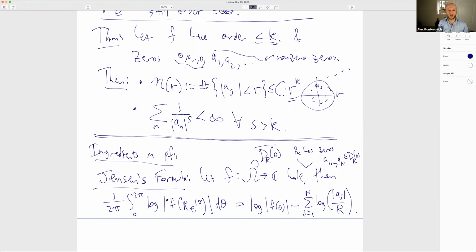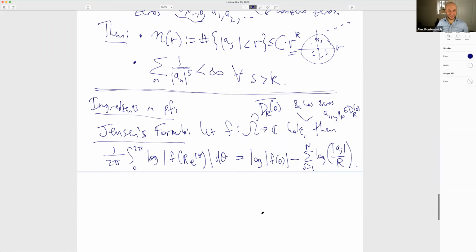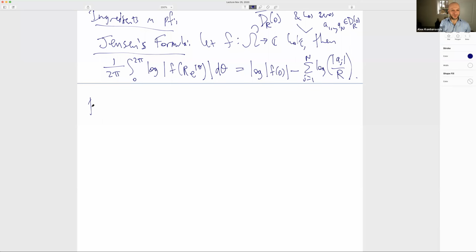If f had no zeros, then log would be a nice, well, why would log be a nice function if f had no zeros? Log of absolute value. Okay, I'm getting a little ahead of myself. You'll see in a second. So let's prove this.